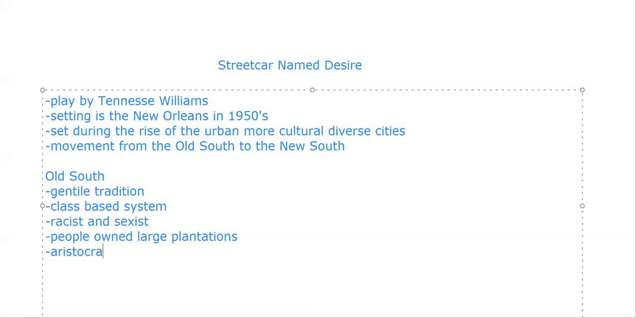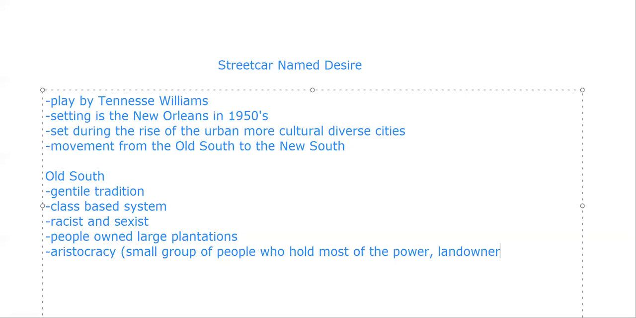Does anyone know what I mean by the term aristocracy? It's a small group of people who hold most of the power, right? It's usually this connection to land. Usually these are landowners. Right? So it's coming in society.